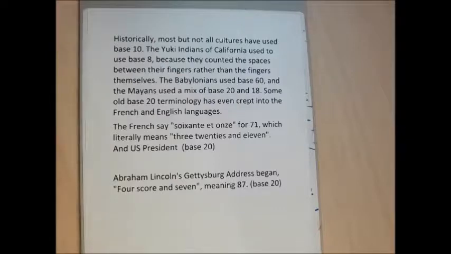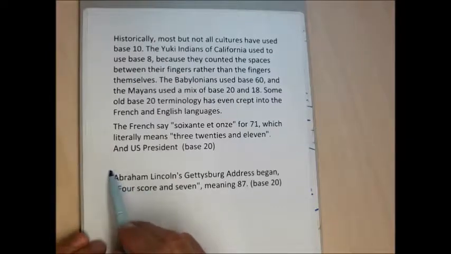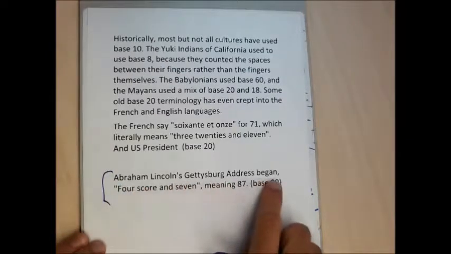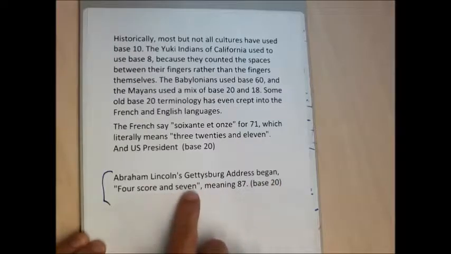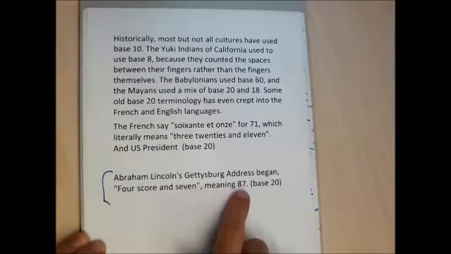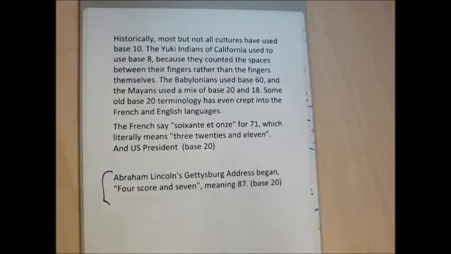You can kind of read through this. I thought this was interesting. Abraham Lincoln's Gettysburg Address begins with "407 years ago." This means 87, and apparently that's base 20. So other bases are used, but realistically, we live in the world of base 10.